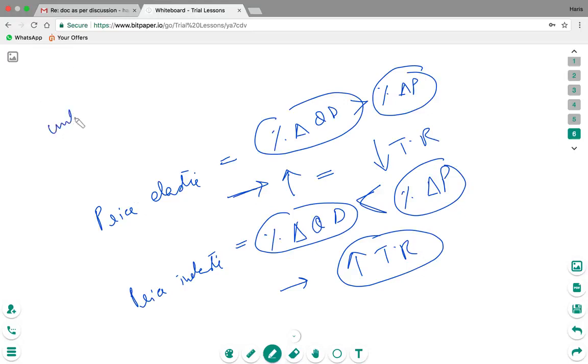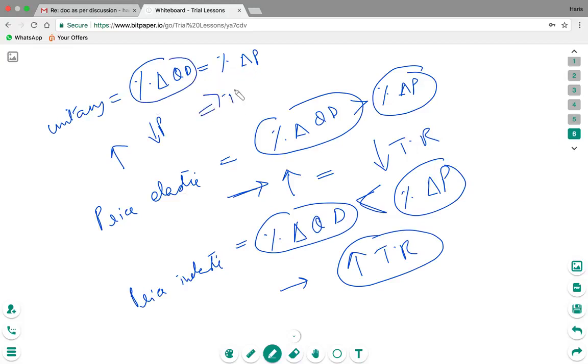Now finally, if the price elasticity was unitary, the percentage change in quantity demanded is equal to the percentage change in price. In this case, if you increase the price or decrease the price, the percentage change in quantity demanded will be exactly equal to the percentage change in price, and as a result, your total revenue is going to remain unchanged. So that's the relationship between price elasticity of demand and total revenue.